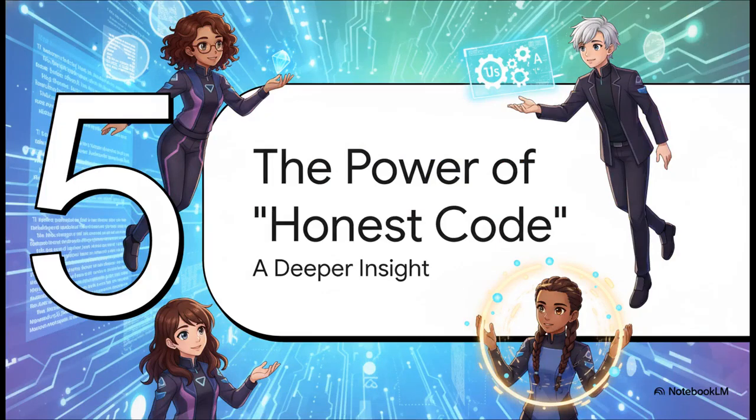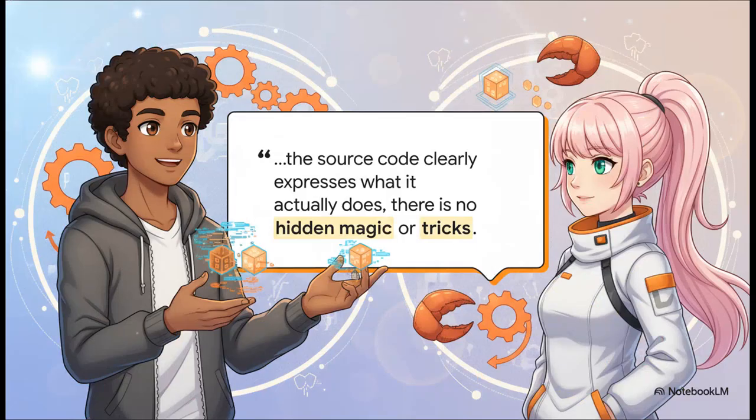But the benefit of this design goes way beyond just benchmarks and feature lists. There's a deeper, more profound advantage here that affects how we as developers think, how we read, and how we write code. It's what you might call the power of honest code. And this isn't just some theoretical point. A developer from one of the sources put it perfectly, saying, the source code clearly expresses what it actually does. There is no hidden magic or tricks. Wow, that's a really powerful statement.